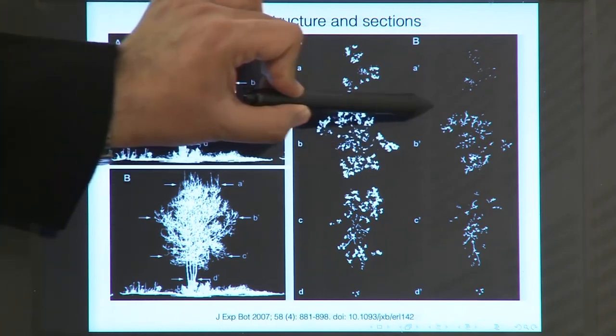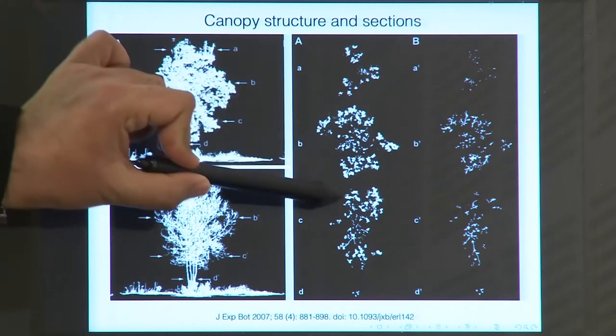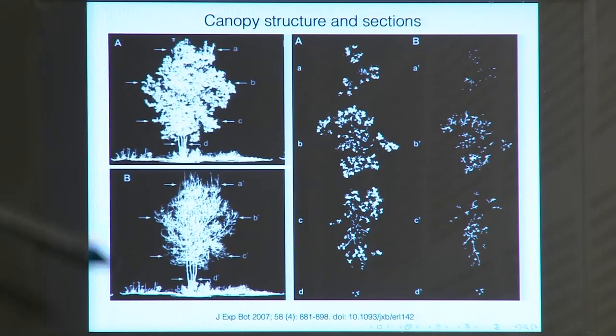In this case, you are having very thin leaves. This is the CC section and then the DD section. So, if you have a three-dimensional representation of your tree in the digital space, then you can use that information to construct any sort of sections and get information about how this section will actually look when you are cutting the tree.